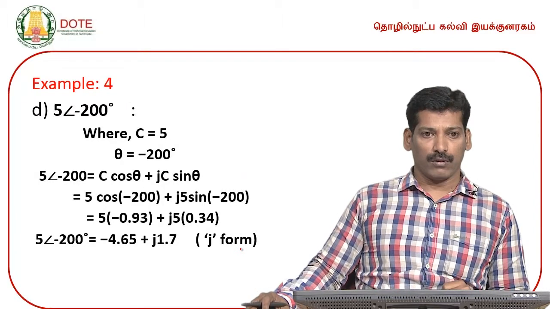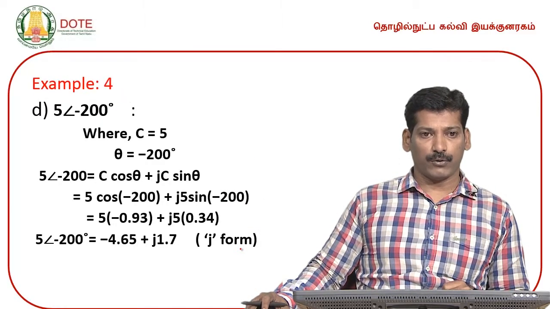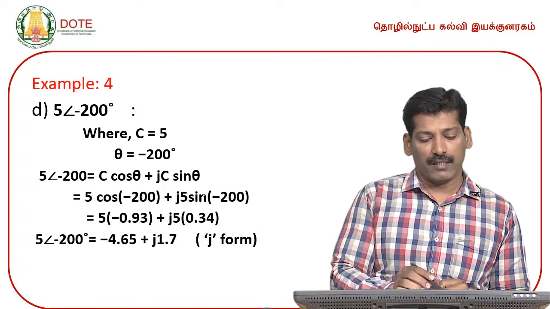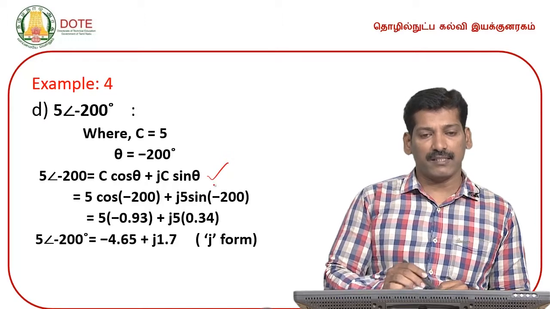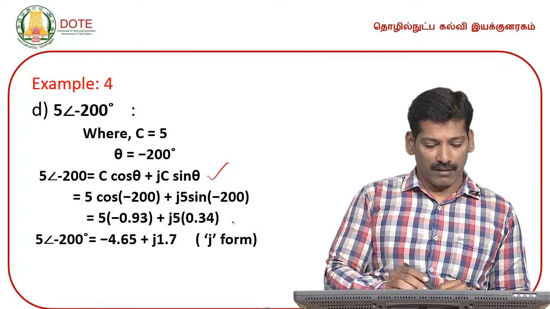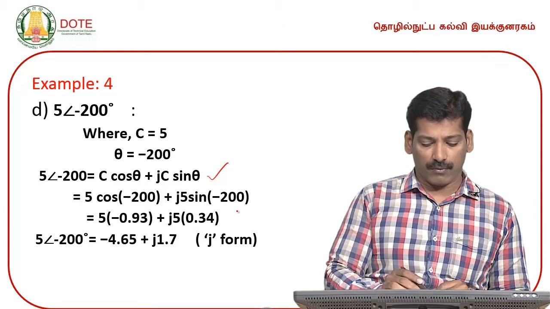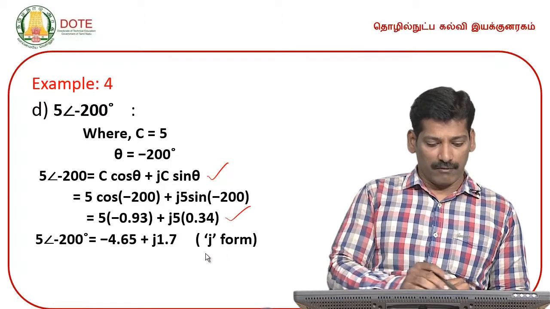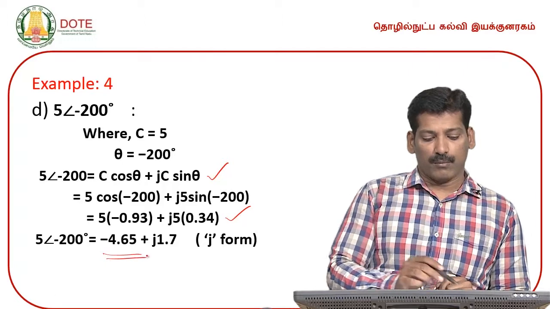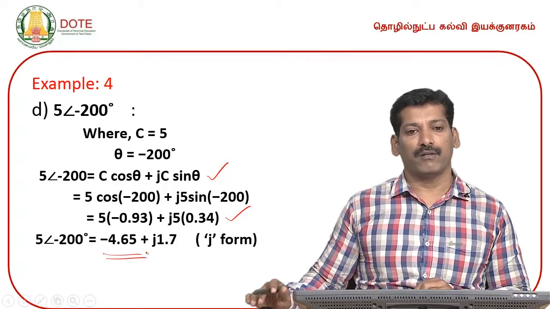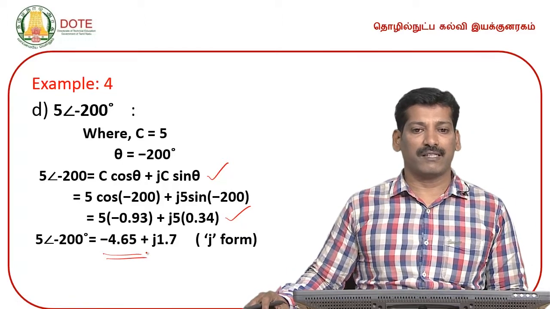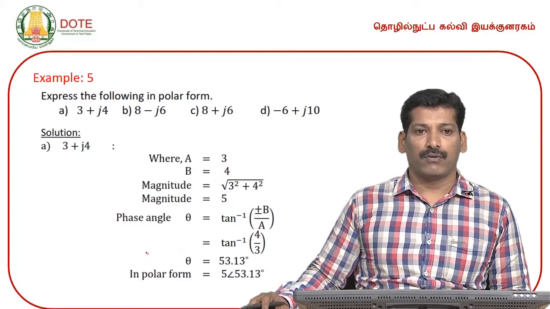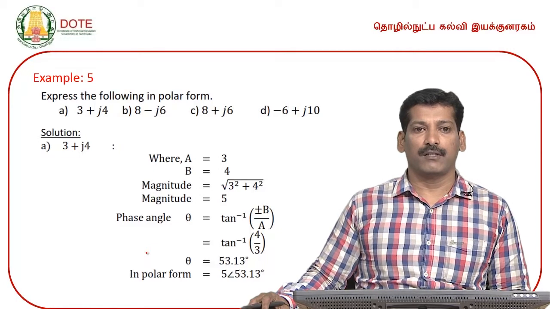Then example 4, here exactly the opposite way, that is the angle is negative. Let us substitute in C cos theta plus j C sin theta: we have 5 into minus 0.93, j 5 into 0.34, so we have minus 4.65 plus j 1.7 in j form, that is in rectangular form. Now, we will move on to example 5.